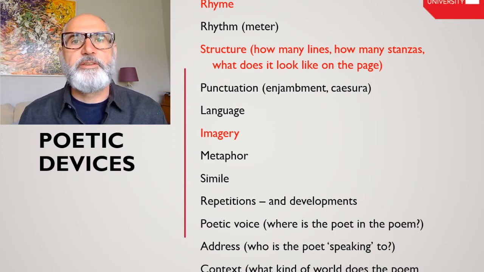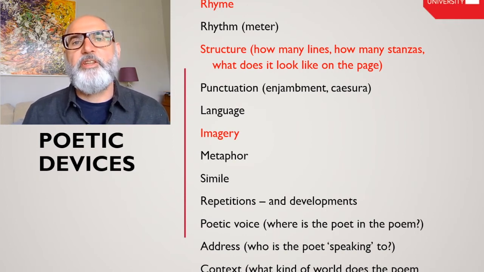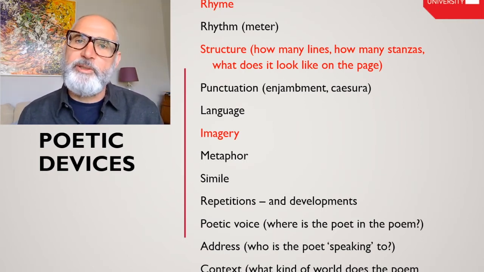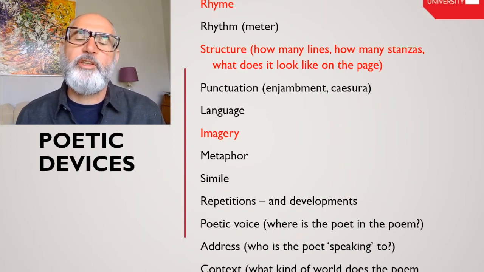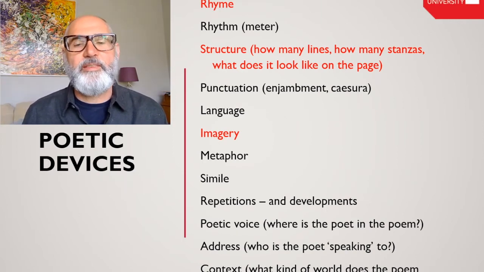The poetic voice. Where is the poet? Is there an I? We think of an I in a poem as being the poet in a way that we don't with the narrator or the narrative voice in a novel. We don't think this is the novelist.